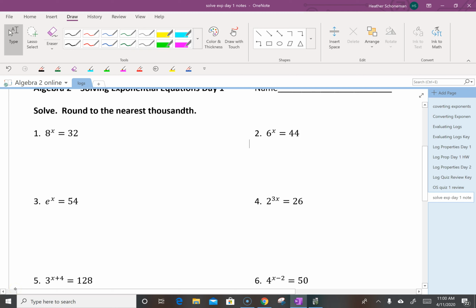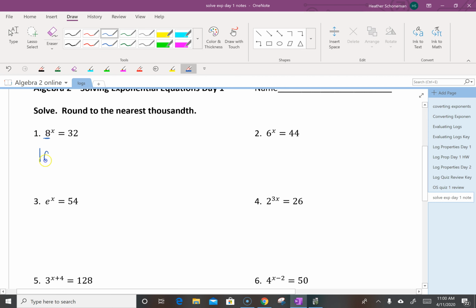Today is day 1 of solving exponential equations. We're going to break this solving up over 3 days. So here's the first part. Okay, if we have an exponential equation and it just equals a number, then this is the first type that we can do. So we can just rewrite it how we've been.